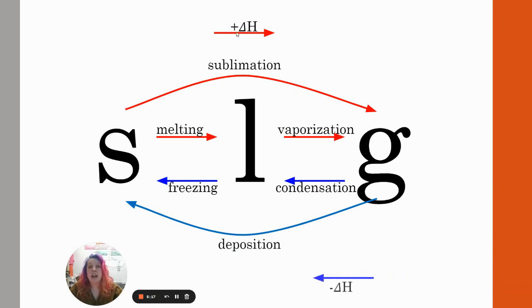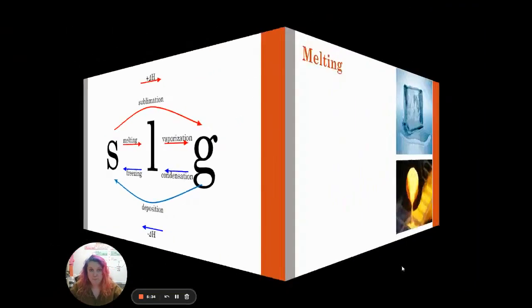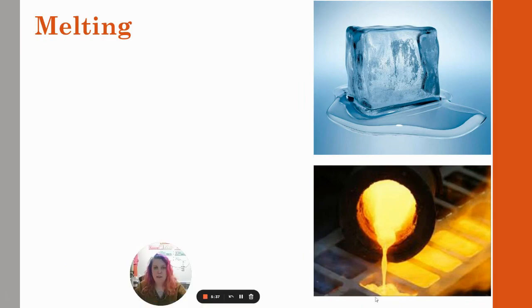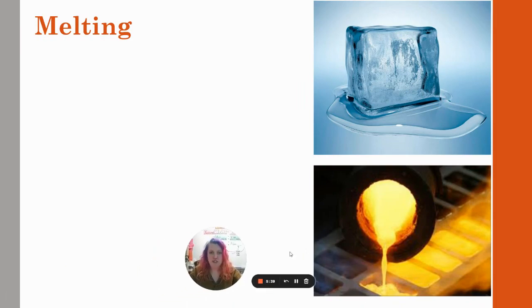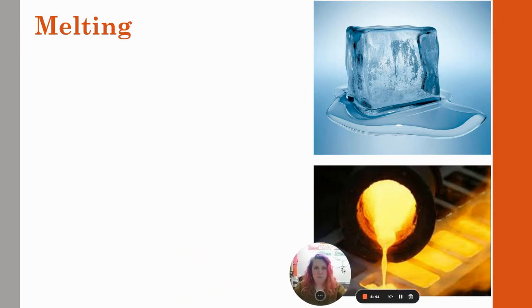Now, you'll notice that the delta H for sublimation, melting, and vaporization is positive. That's because we're putting energy into the system. Whereas for freezing, condensation, and deposition, the delta H is negative, and that's because we are removing energy from the system. So let's talk about each individual phase change and add it to our notes.